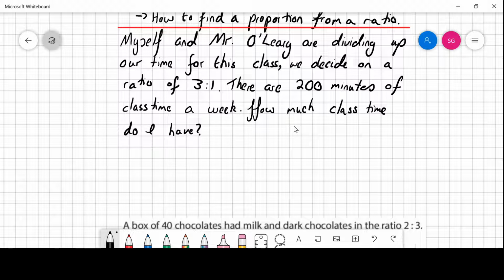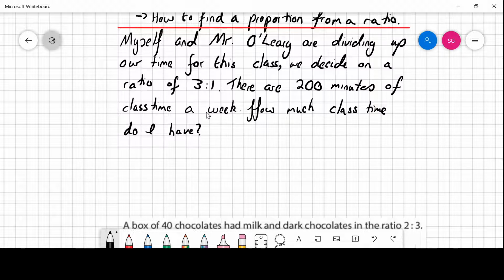So just think to yourself, okay, if we have a ratio of 3 to 1, how much time is Mr. Gilmore spending with our class? So, if you thought 150 minutes, you'd be correct. Some of you, however, might have thought other numbers, but I'll explain where 150 minutes comes from.